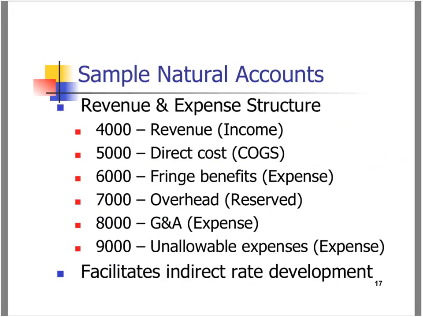$7,000 could be reserved. It could be occupancy if you have to segregate occupancy. It could be an overhead, some intermediate thing, or it just may not be used at all. Because most organizations that are small need a fringe and a G&A, which would be your 8,000. 9,000, you would set up maybe just one general unallowable expense.